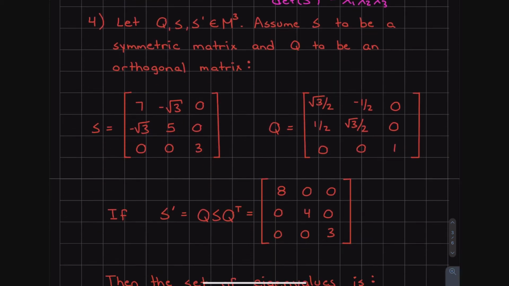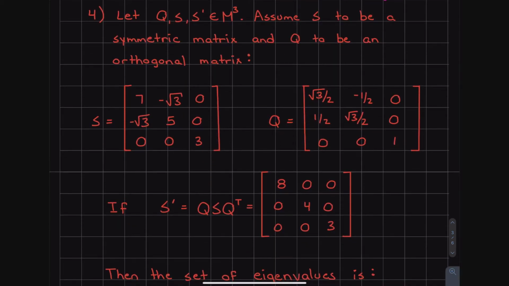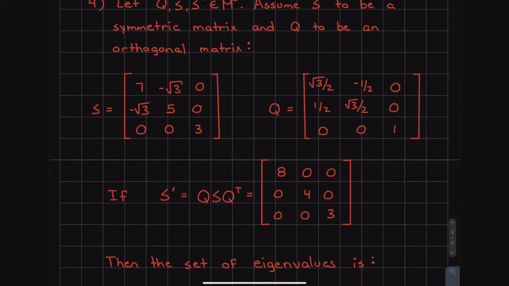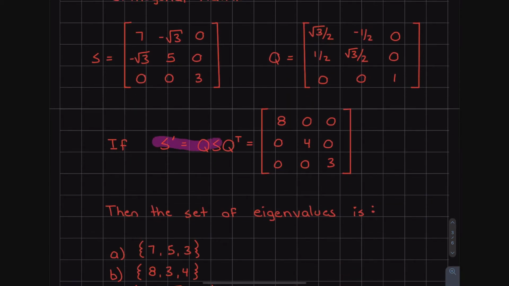So moving on, this is our last kind of nicer question before we get into a longer question, which is question 5. And it says, let Q, S, and S prime be three-dimensional matrices. Assume S to be a symmetric matrix and Q to be an orthogonal matrix. And that's important because if that's the case, then we can do S prime equal to Q S Q transpose. So we can do this right here, which is a change of basis.